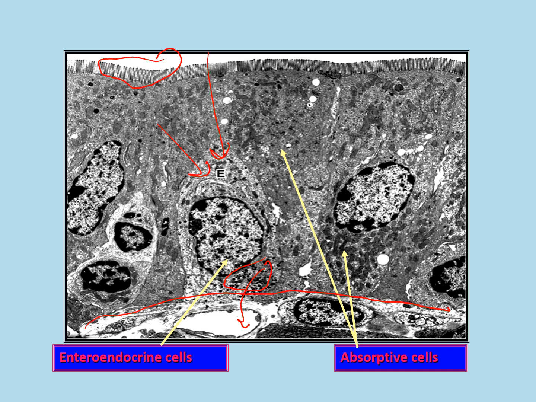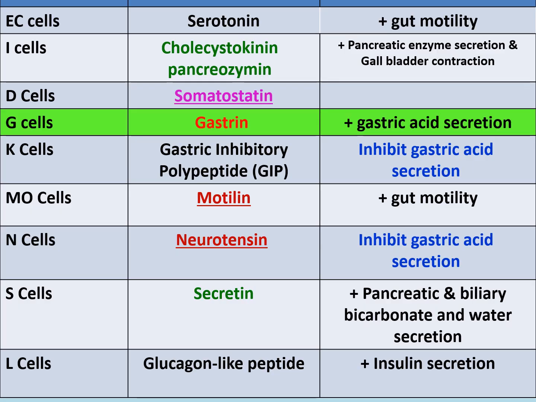What hormones can be secreted by this enteroendocrine cell? It can produce various hormones. It can secrete various enteroendocrine hormones. One of them is EC cells, which secrete serotonin. It can also be secreted by I cells. It is a different type of enteroendocrine cell according to the secreted hormone.